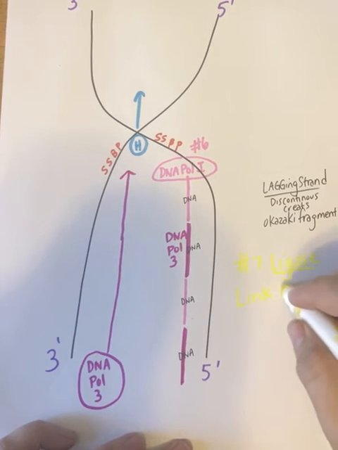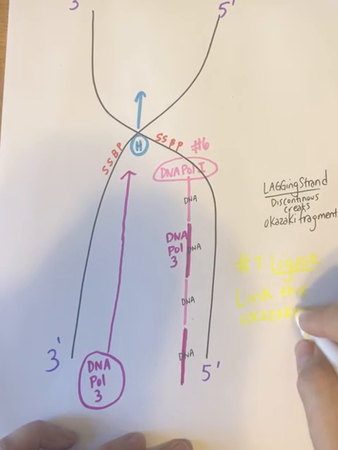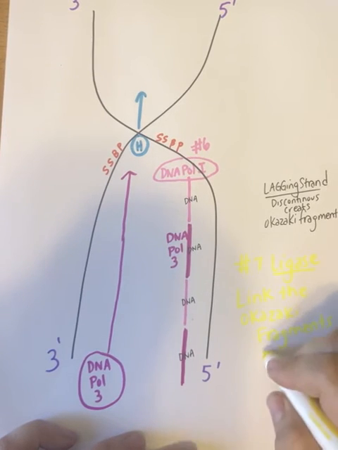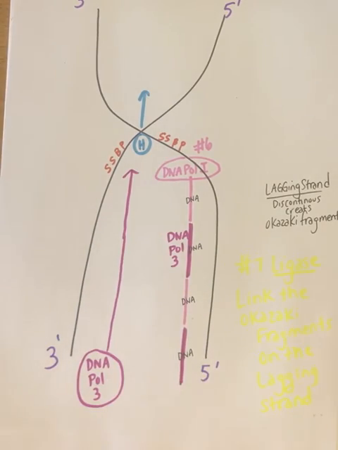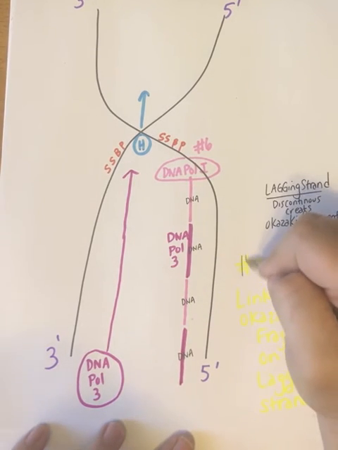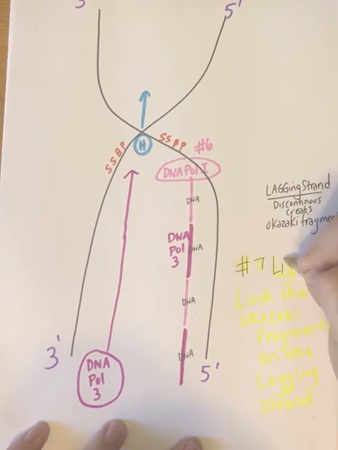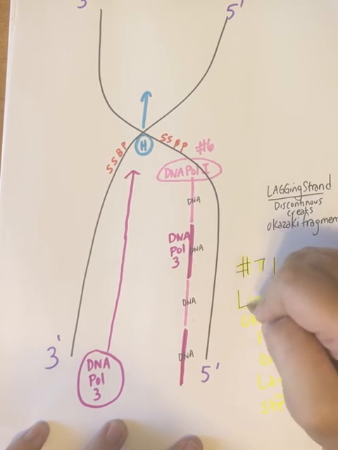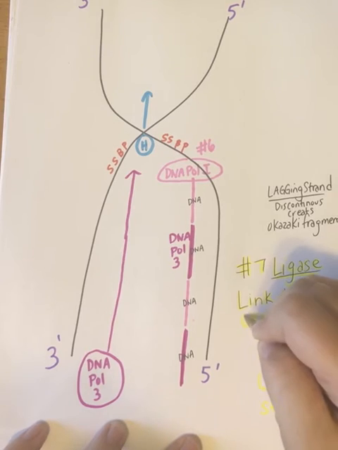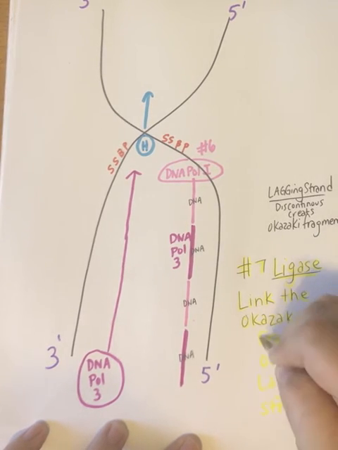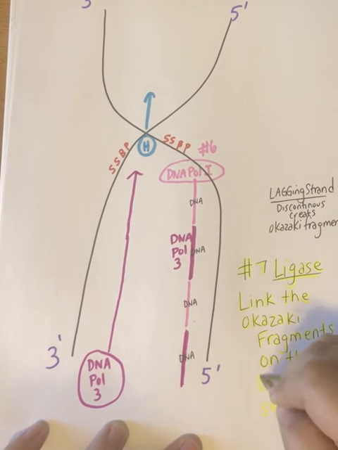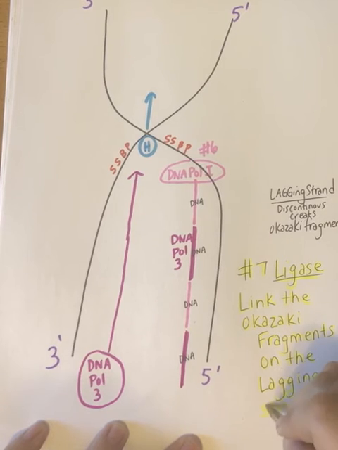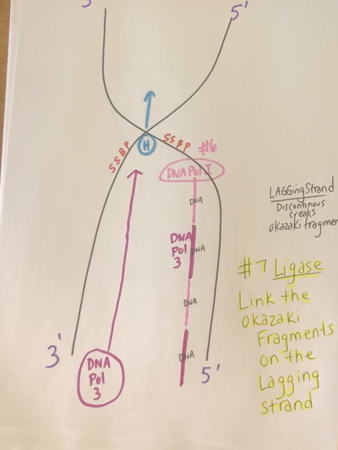Ligase is going to link the Okazaki fragments on the lagging strand. Now I get that that's in yellow. I can go through and write that. Number 7, step number 7. The enzyme ligase is going to link the Okazaki fragments on the lagging strand. That is step-by-step replication and the enzymes involved.